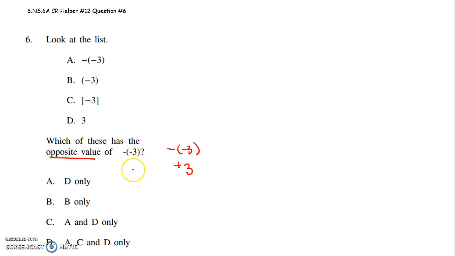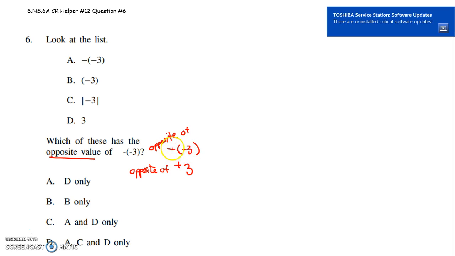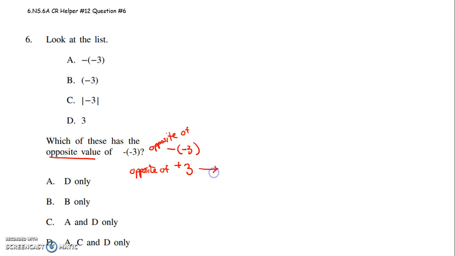So now I want the opposite of +3, because we want the opposite. We wanted the opposite of minus a -3. Well, minus a -3 is +3. Now I want the opposite of +3. What's the opposite of +3? Oh, that's a -3. Opposite of a +3 is a -3.